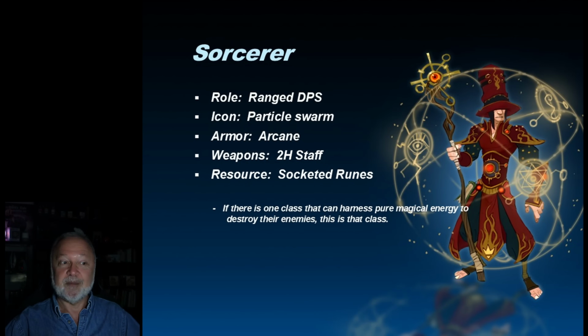Next class was Sorcerer. This was the ranged DPS class. The visual for them was they always had some kind of particle effect going on around them. Just looking at them, you're like, that's a magical person. They wore arcane armor, which is very distinctive. Often had glyphs and sigils and glowy bits. They would use a two-handed staff. So they were the only ones to use that, and they were visually very obvious. And that was their melee attack.